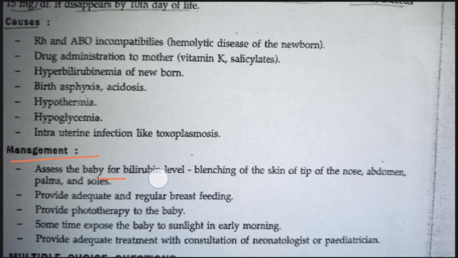We will first assess how much bilirubin is present in the baby's body, and we will do a physical assessment: what is the skin color, eye color, and where the yellow discoloration is more. We will check like that, and then the treatment is very basic: breastfeeding, phototherapy, and sunlight. That's enough and the baby will get cured. If any other complications come, we will recommend a pediatrician.